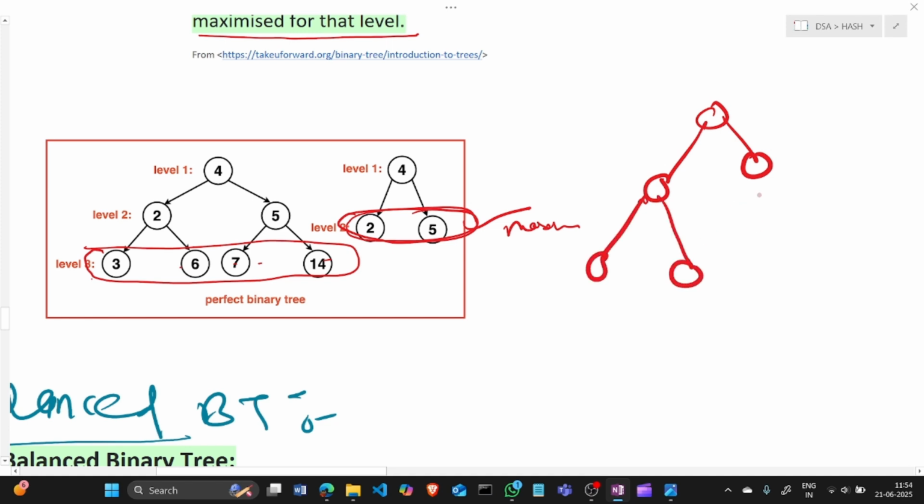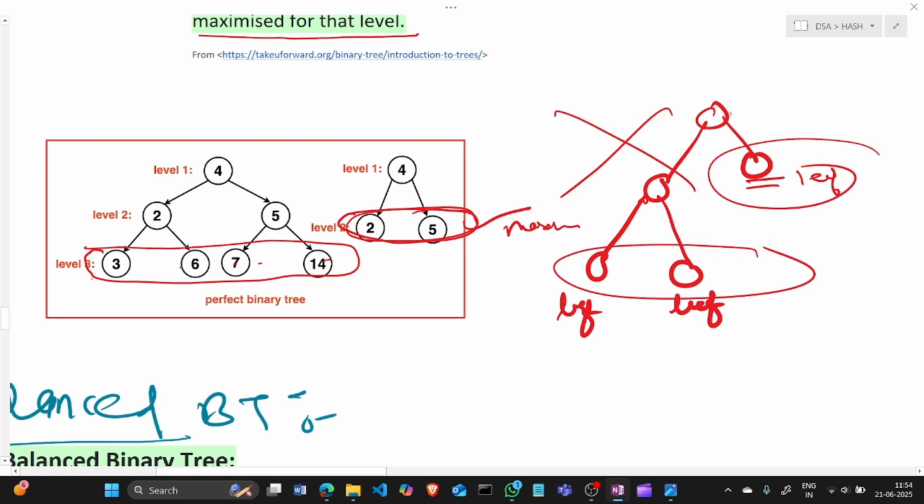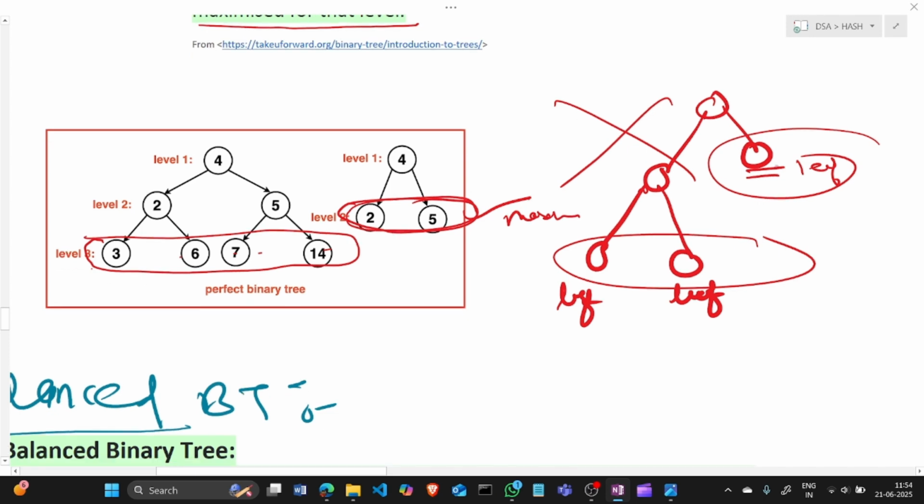So in this example, this is a leaf node, and this is also a leaf node, and this is also a leaf node, but they are not at the same level. So this is not a perfect binary tree.